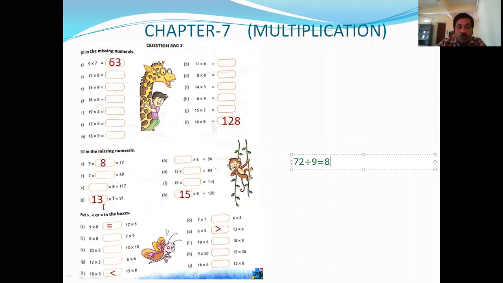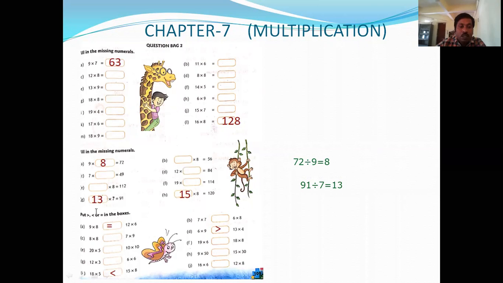And the same way we can solve this type of question. Here, when we divide 91 by 7, we get 13. So in this way we can solve these questions. 13 into 7 is equal to 91. So this is the pattern of the questions: when the product of two numbers is given and one number is given, then we will divide the product by the one number to find the other number.